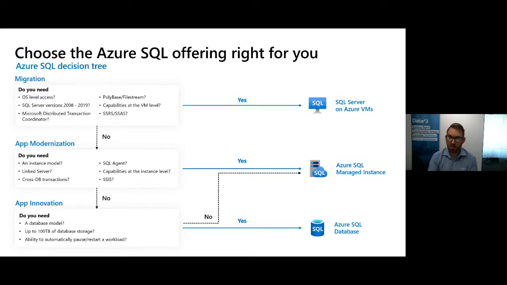So if you only need access to a SQL database instance, and you still need a SQL agent, and you might need some SSIS, then the SQL managed instance is a good fit for you, and a lot of customers are finding it a good fit. If you are rethinking your application altogether and you're open to innovation and potentially re-architecting or rebuilding a piece, then Azure SQL Database could be a good option for you as well. If it's up to 100 terabytes of storage and you want to be able to pause and restart the workload, it's really good. But you'll see there's that dotted line back to the SQL managed instance, because that's a really good fit.